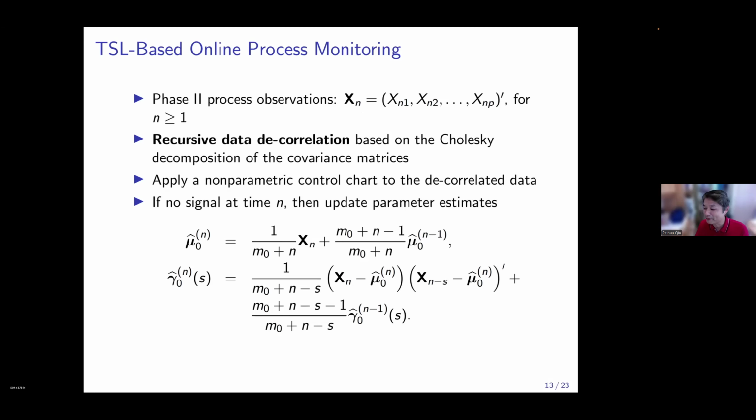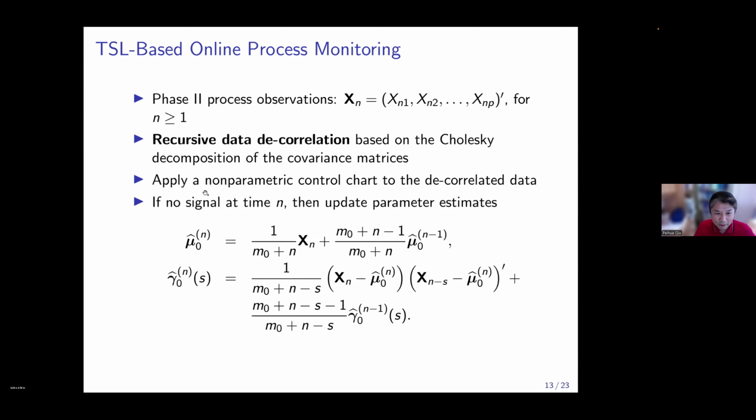Because the conventional control charts are only valid when the observed data at different time points are uncorrelated, we do the data decorrelation. We decorrelate xn with all previous observations. How to decorrelate? Remember, the covariance matrices, the gamma zeros, all those have been estimated in advance from the in-control data. So by using Cholesky decomposition of the estimated covariance matrices, we can do the decorrelation over time.